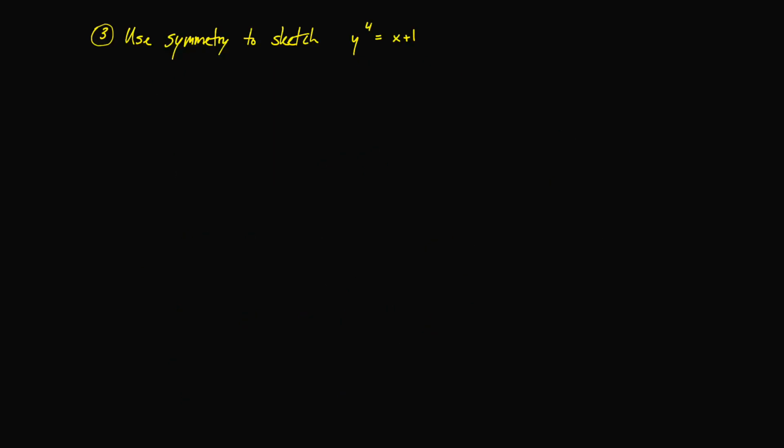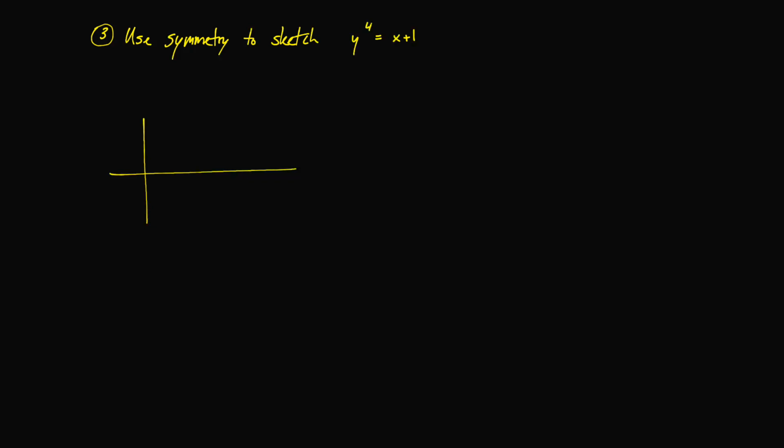For this one here, I want you to use symmetry to sketch this graph: y to the 4th equals x plus 1. Feel free to start by doing any steps that you would want to try and graph it, let's say along this coordinate grid.